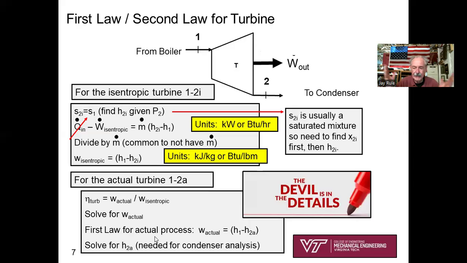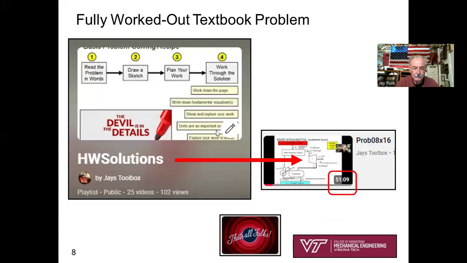You say, well, why should I do that? I'm not required to do that. It's common that you need to analyze the condenser. When you're asked to analyze the condenser process, you must have H2A, so you solve for it using this fundamental. W actual is H1 minus H2A when you're asked to perform the condenser analysis. Sometimes you need to, sometimes you don't have to. It all depends on the type of information you're given and what you're assigned to find. Well, those are the fundamentals for the turbine.